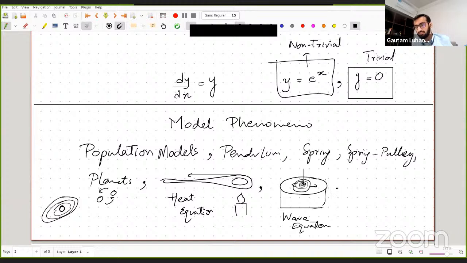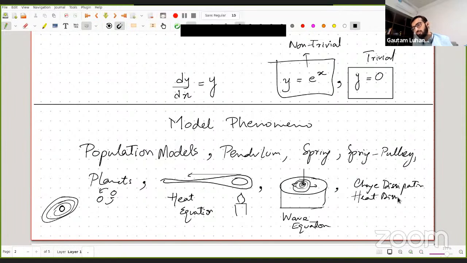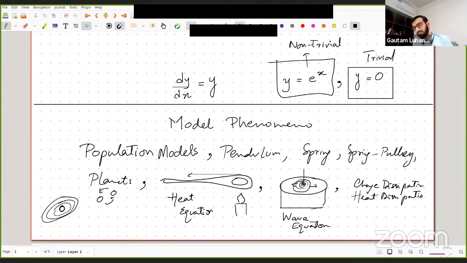Even, for example, right now, the laptop that I'm using has a battery that's being used. The charge dissipation in the battery, or even the heat dissipation, all of them are modeled by some kind of differential equation.